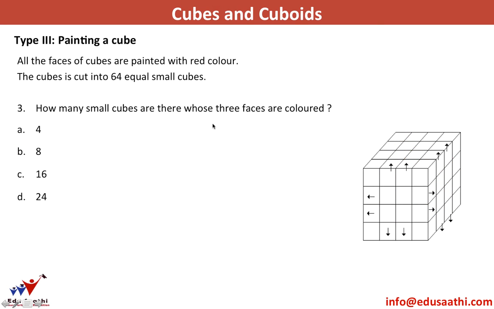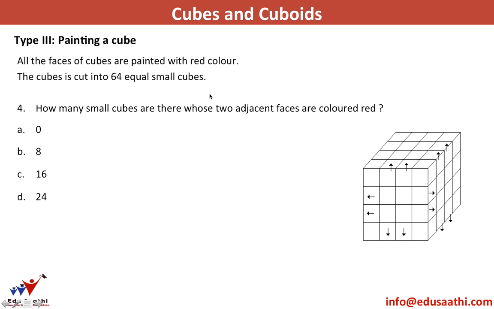How many cubes are there whose 3 faces are colored? You need not calculate, because 3 faces will always be 8. Only the corner cubes. 1, 2, 3, 4, 5, 6, 7. And the 8th one is somewhere here, which is exactly below this one.